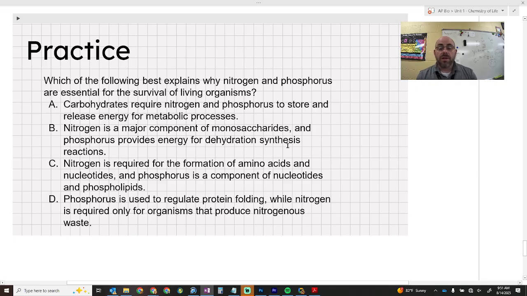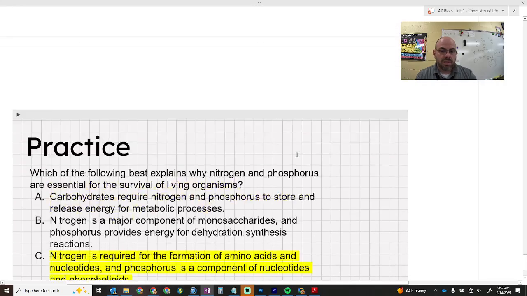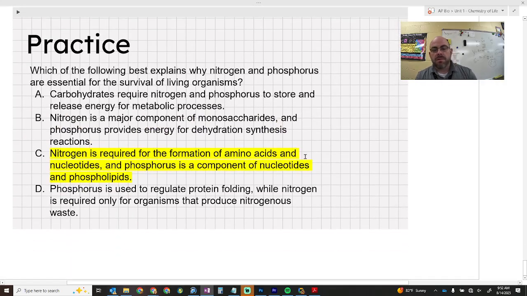Nitrogen is required for formation of amino acids. Okay, we're on the right track. And nucleotides. Okay, we're on the right track. Nucleic acids. Phosphorus is a component of nucleotides and phospholipids. C is the correct answer. We're not even going to look at D. There it is. Hopefully this practice was helpful.